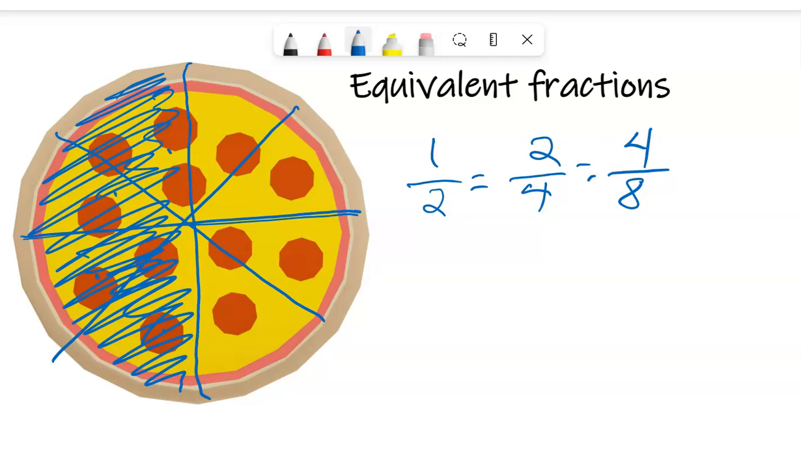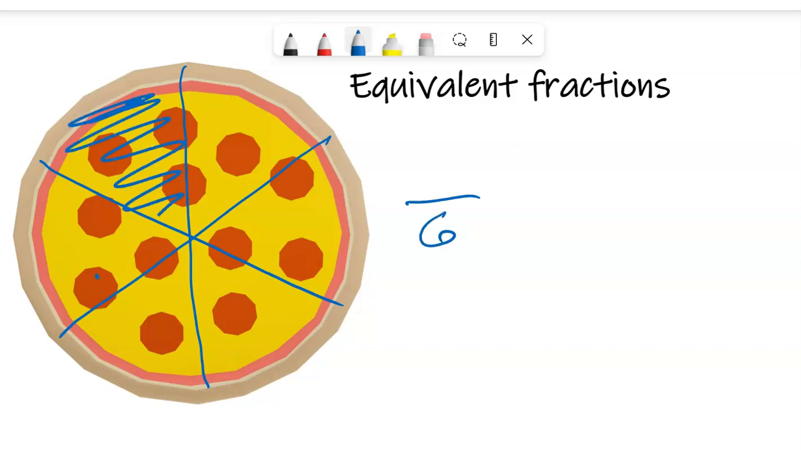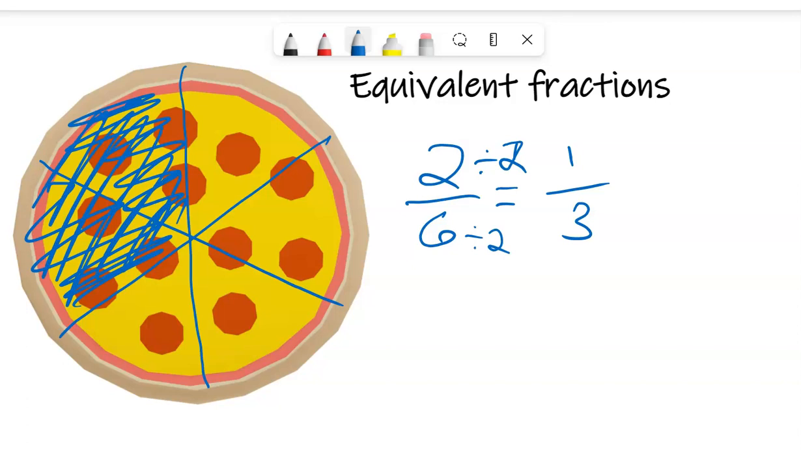Another way to look at it, maybe my pizza starts by being divided into 6 parts. So my denominator is 6, and I'm going to eat 1, 2 of those pizza pieces. So 2 out of 6 is what I've eaten. Another way to look at that is if I reduce that and divide each of these, both the numerator and the denominator, by the same number, 2, then I get 1 over 3. And sure enough, it is 1/3 of that pizza that I have eaten.